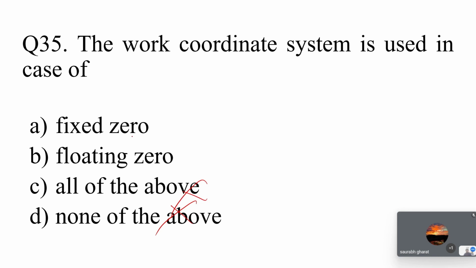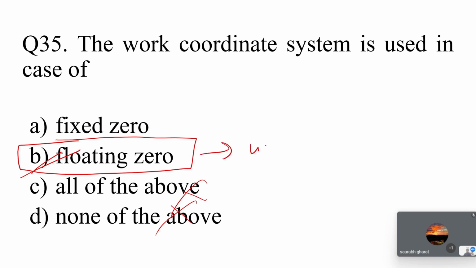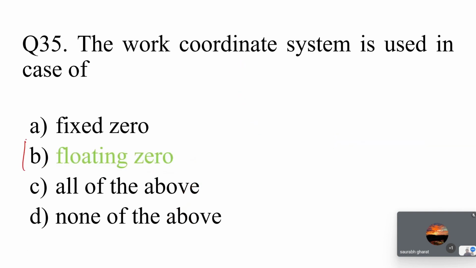Okay. So the work coordinate system actually uses the floating zero condition. In the case of floating zero, according to your work, we can adjust your zero. So it is called floating zero, and it is called the work coordinate system. Okay, so floating zero is your answer.